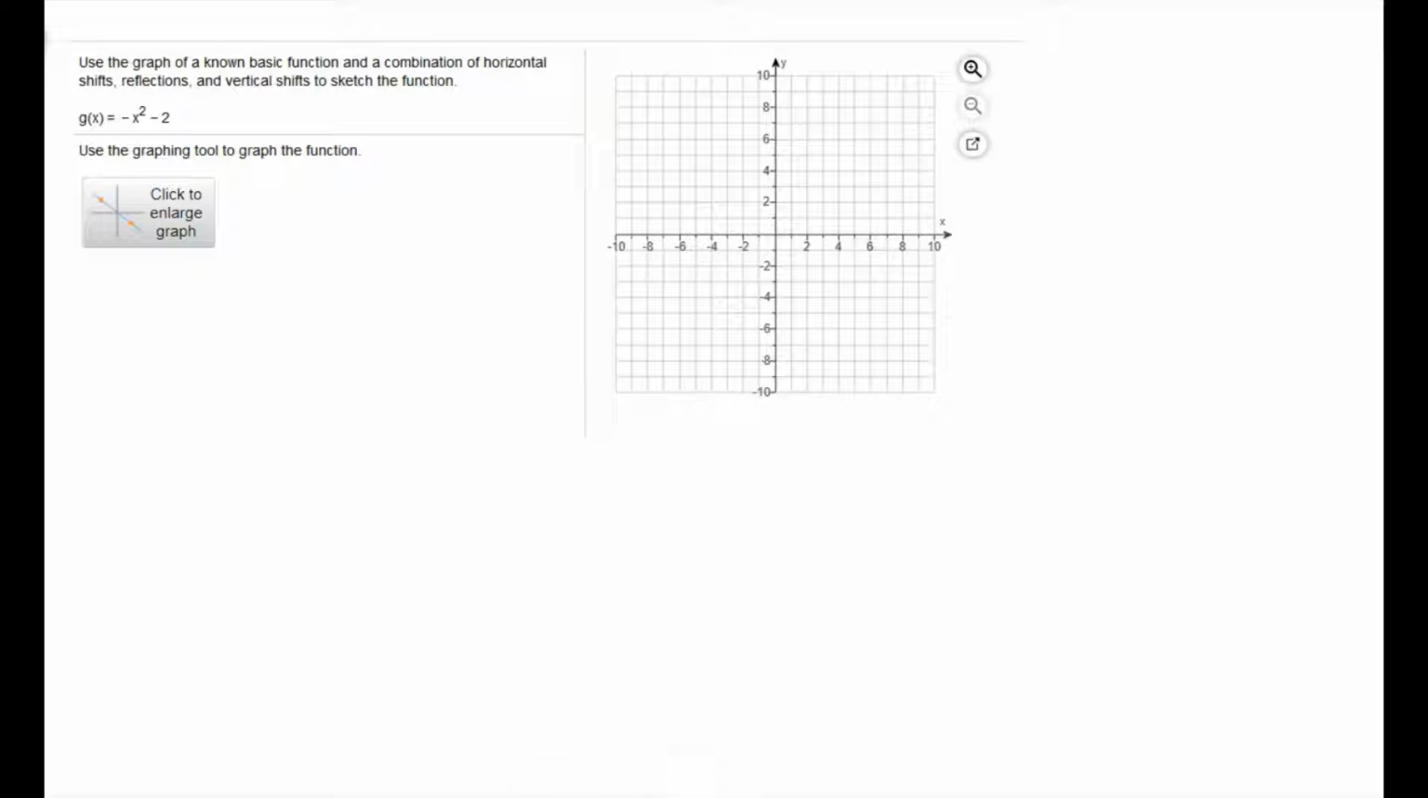So our first thing we need to do is take notice of the power of the 2 right there. That's going to tell us what our basic function is. I usually call it base function. So our graph will have a similar picture to a parabola like this. Because our base graph is y equals x squared, we know the basic shape it will be in. Then we're going to analyze that equation to see what transformations we have.